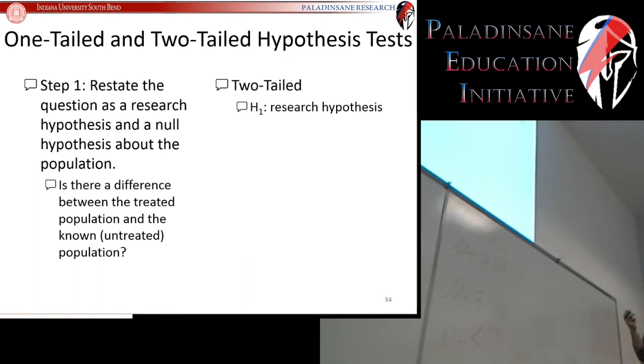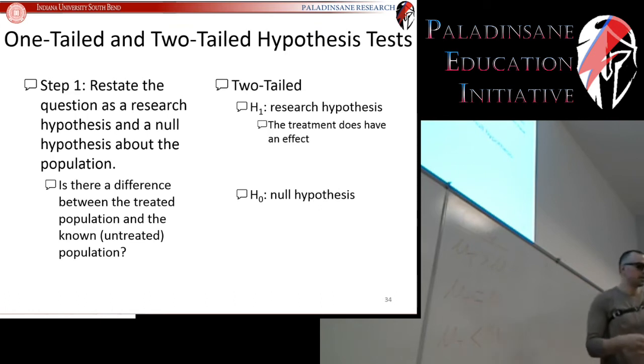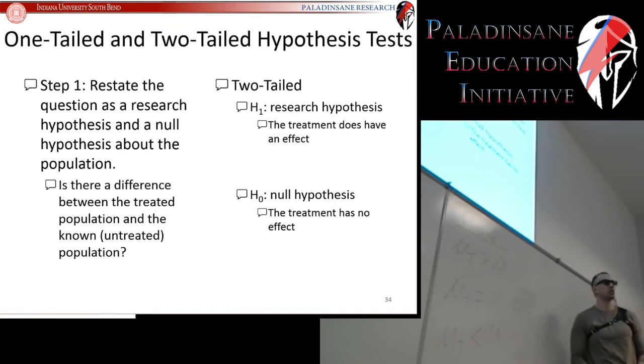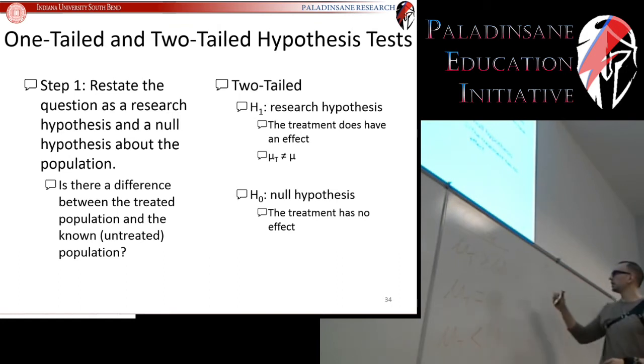In the two-tailed version of this, we had a research hypothesis and we had a null hypothesis. The research hypothesis is that the treatment does have an effect. That was the research hypothesis, and we wrote it, and the null hypothesis was that the treatment had no effect. The research hypothesis was written as your treated population does not equal your untreated population. And that covers this situation here.